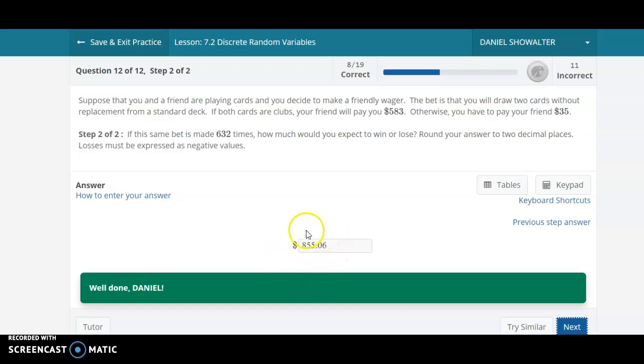Now, this isn't going to always be. If I played 632 times, I probably would not walk away with exactly $855.06. That's where the variance comes in, the calculation we did in the previous video. So we can know our best guess, our expected value, but also the range in which we can pretty seriously depend on winning or losing some amount of money.